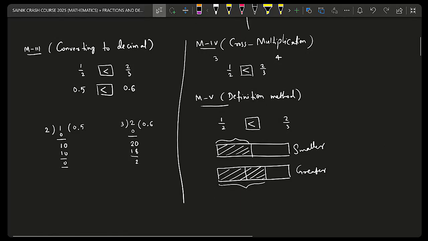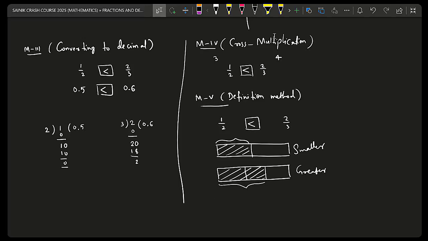Shana, any doubts? Sir, I didn't understand the third method. The third method is converting into decimal. You understood how to convert a fraction to decimal? Yes, sir. 1 by 2, I want to convert into decimal. Divide the numerator by the denominator. 1 divided by 2, I got 0.5. And 2 by 3, I want to convert into decimal. Divide the numerator by denominator. If you divide 2 by 3, you'll get 0.6. So which one is smaller here, 0.5 or 0.6?